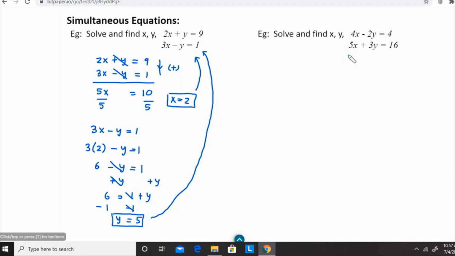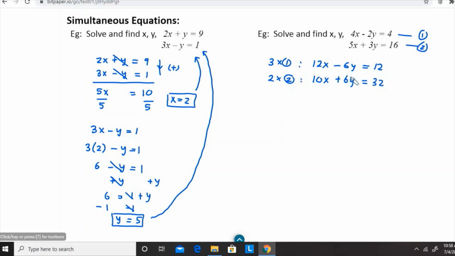So as a result, I'm going to do a different technique, but let me first number these two equations as equation 1 and 2. I'm going to multiply equation number 1 by 3, and then I'll get 12x minus 6y equals 12. And then I'll multiply equation number 2 by 2, which will give me 10x plus 6y equals 32.